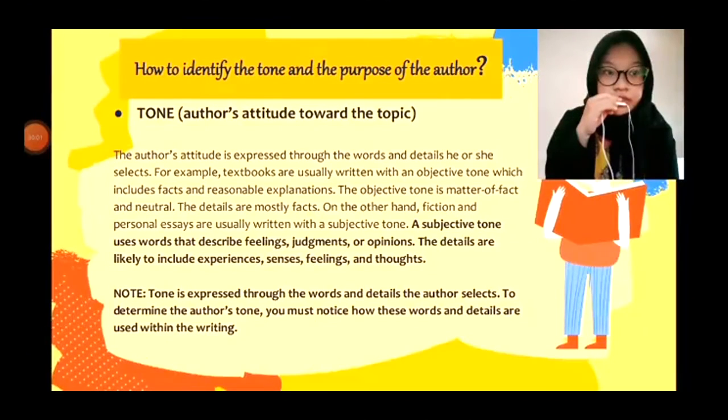For the next material, it is about how to identify the tone and the purpose of the author. The first is about tone, or the author's attitude toward the topic. Tone is expressed through the words and details the author selects. And to determine the author's tone, we have to notice how these words and details are used within the writing.